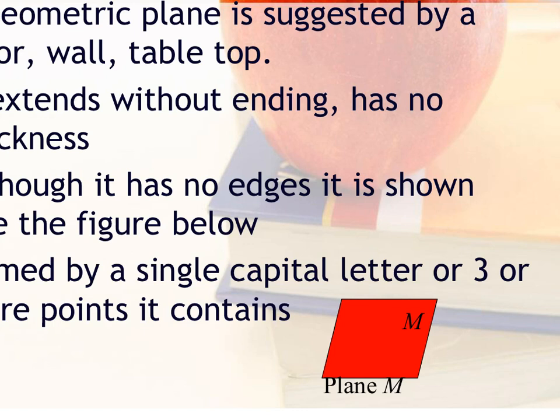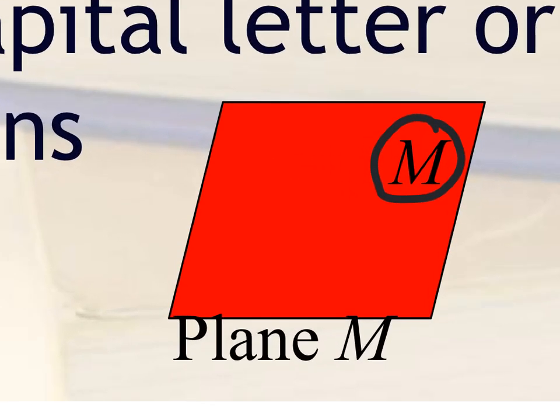We can name them with a single capital letter. Notice there's a single capital letter right there. They have to provide it to you, though. Or 3 or more points it contains. Now notice I don't see any points in here, so I'm going to show you what that would look like. Let's say, imagine it's like a sandbox. And contained within that sandbox is point A. I drew A within there. And here is another one that is inside there. And maybe one right on the edge there.